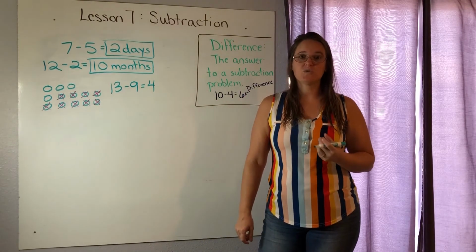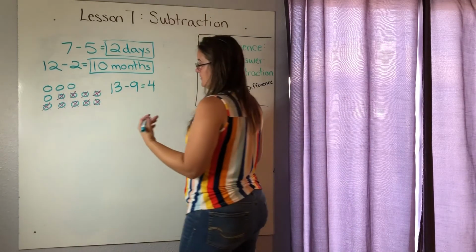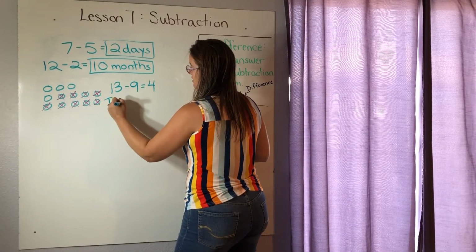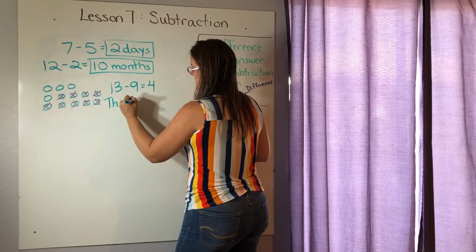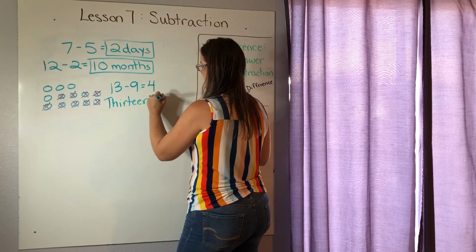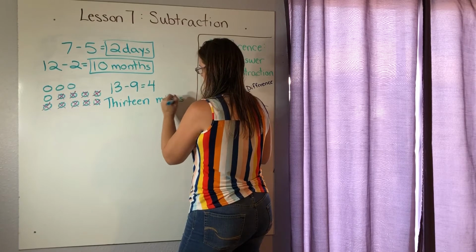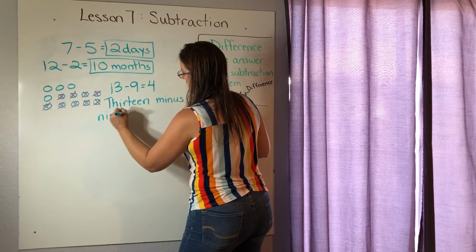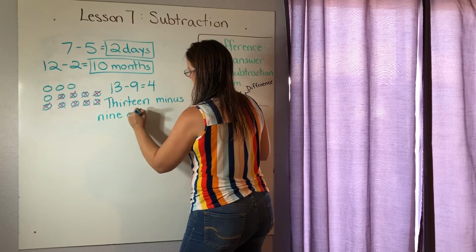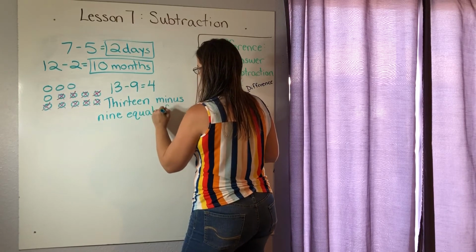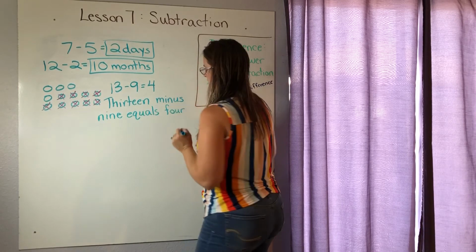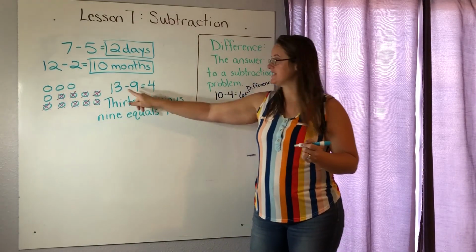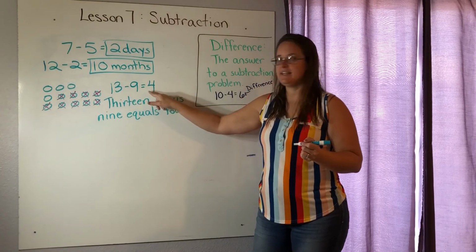Now I have to use words because the directions wanted me to write it both ways. So 13 minus 9 equals 4. Okay? I write it in words exactly how I read the number sentence. 13 minus 9 equals 4.